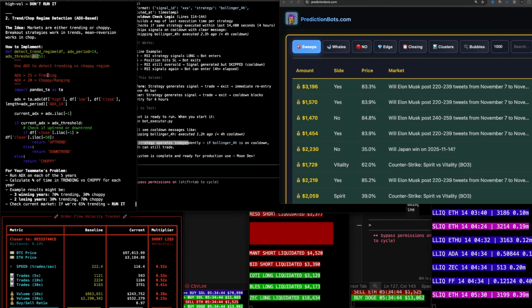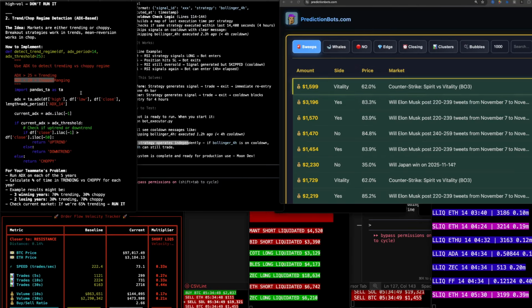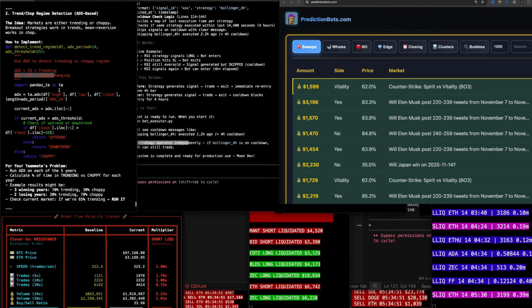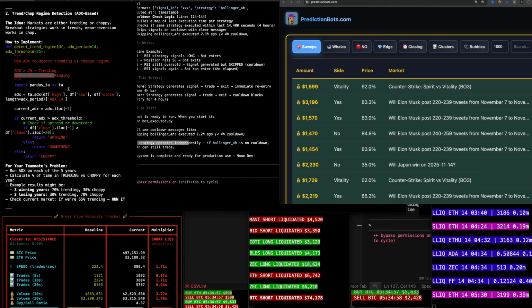ADX over 25 equals a trending range. ADX under 20 equals choppy/ranging. Okay, so that's another pretty simple way to do this. For your teammate's problem, run ADX on each of the 5 years. Calculate the percentage of time in trending versus choppy for each year.